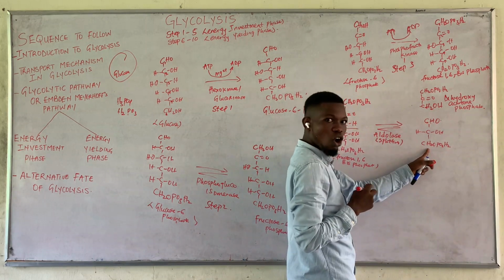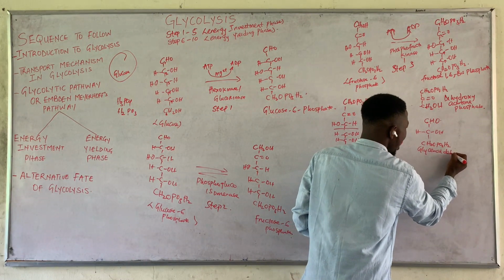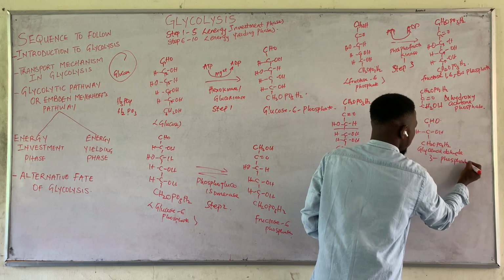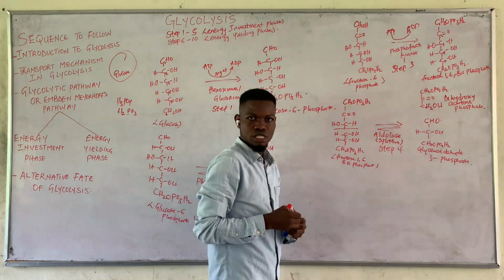While this second carbon molecule is what we call the glyceraldehyde 3-phosphate. So that is about step 4 of glycolysis. Do you get it now?